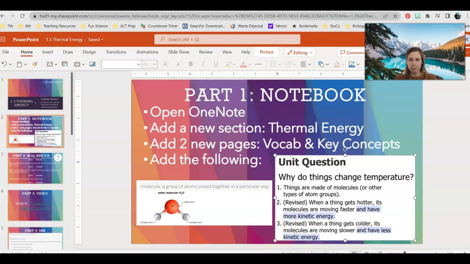Okay, key concept 2. When an object gets hotter, its molecules are moving faster and have more kinetic energy. So we'll take a look at what the molecules in an object look like today. And key concept 3, when an object gets colder, its molecules are moving slower and have less kinetic energy. So how are those molecules moving, and what does their kinetic energy look like?